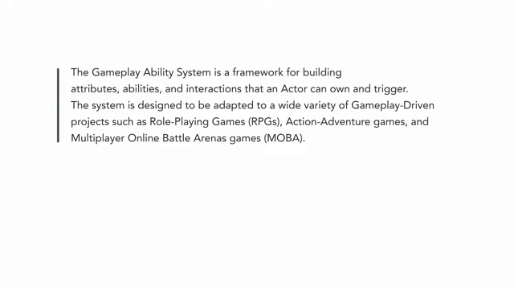So, what is this gameplay ability system? According to Epic Games, the gameplay ability system is a framework for building attributes, abilities and interactions that an actor can own and trigger. The system is designed to be adapted to a wide variety of gameplay-driven projects such as role-playing games, action-adventure games and multiplayer online battle arena games. I would like to add that it's a plugin that ships with Unreal Engine and that supports out-of-the-box multiplayer with client-side prediction, and it also has proven its worth in big commercial games such as Fortnite, and it can also help you realizing your indie game project, depending a little bit on what you are developing.